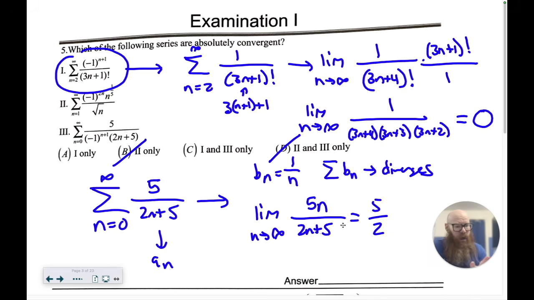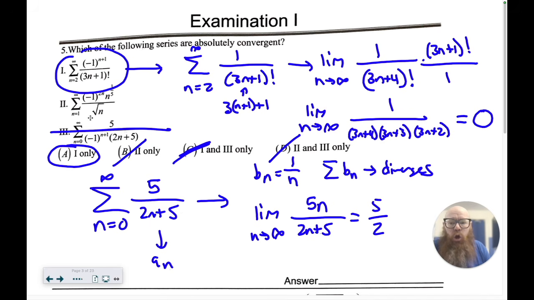So this is how the limit comparison test works. If the limit of a sub n over b sub n is equal to a positive numerical value, then a sub n and b sub n do the same thing. Since the summation of b sub n diverges, then the summation of a sub n is also going to diverge. So this one does not converge. So it must be 1 only, because this does not converge.